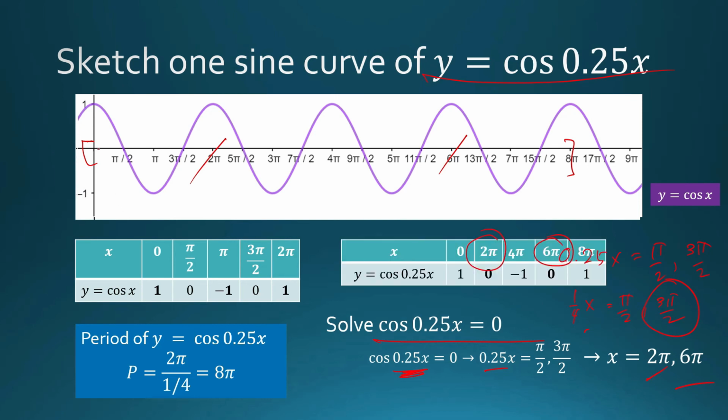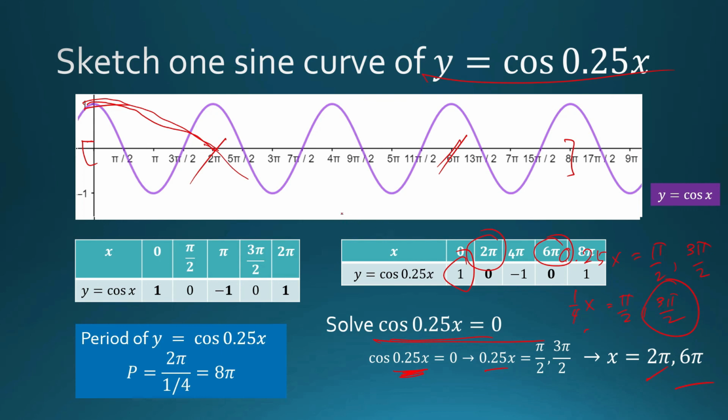So let's begin here. When x is 0, look at this. Cosine of 0.25 times 0 is cosine of 0. Cosine of 0 is 1. Now, right away, you can already draw a smooth curve going to your x-intercept. This is an x-intercept. You know what will happen next. Your curve will descend below the horizontal axis. It will become equal to -1.